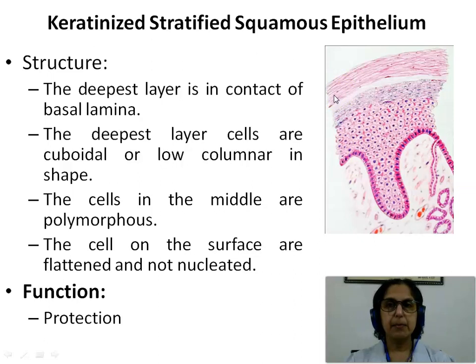Keratinized because dead cells. Stratified because multiple layers of cells. Squamous because the surface cells are flattened or squamous. Protection of the deep lying structures is the function of this type of epithelium.